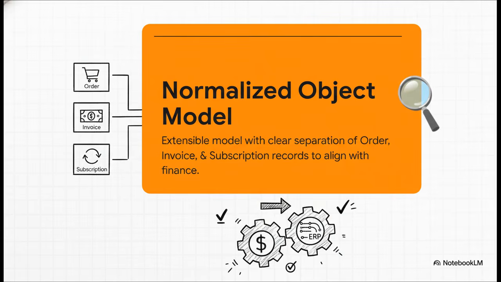And this right here is the secret sauce for an architect. RCA has what's called a normalized object model, and that is a huge deal. Instead of one big, messy custom object, you have clean, separate records for orders, invoices, subscriptions, you name it. This model is engineered from day one to speak the same language as your financial systems. And that just drastically cuts down on painful ERP integrations and all that manual data cleanup.